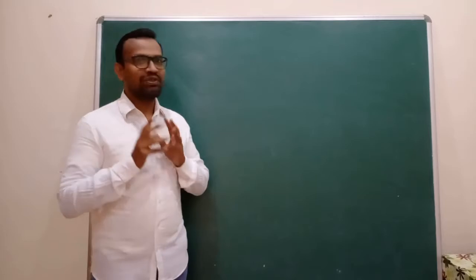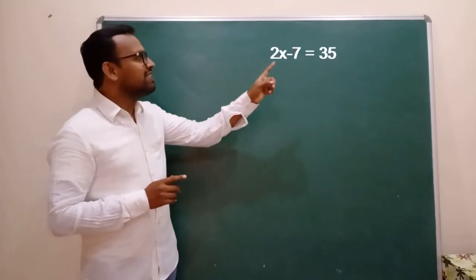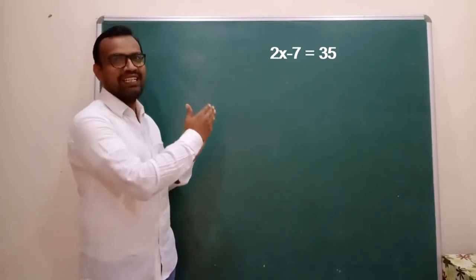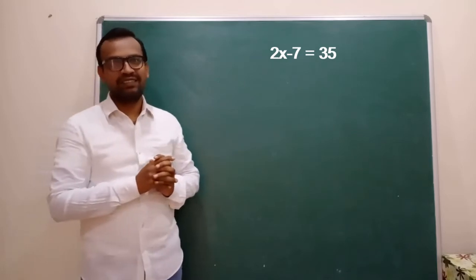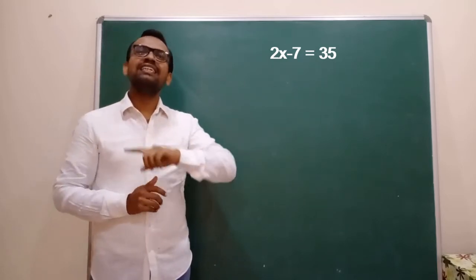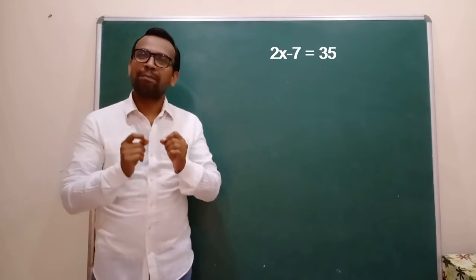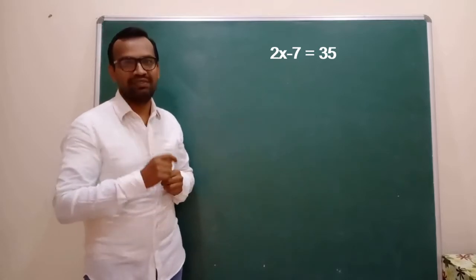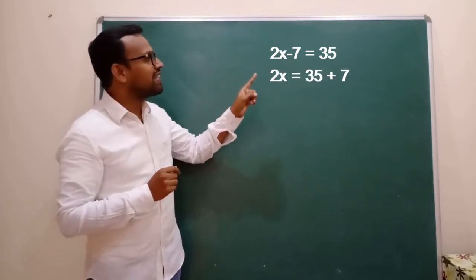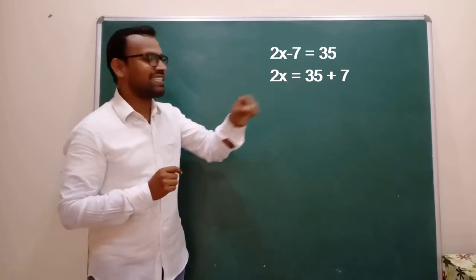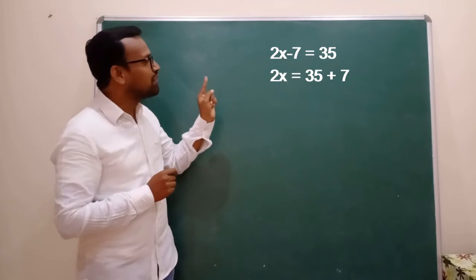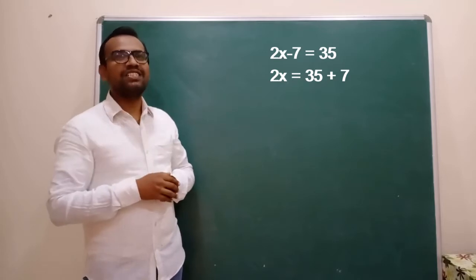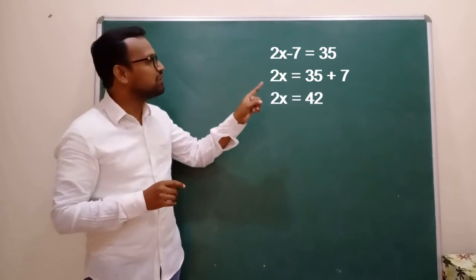Let us solve. So the equation is 2x minus 7 is equal to 35. Now this minus 7, let us transpose to the other side. If a minus quantity is transposed to the other side, it becomes a plus quantity. So minus 7, when it is transposed to the other side, becomes plus 7. So the equation is 2x is equal to 35 plus 7. And 35 plus 7 is how much? Yes, it is 42. So 2x is equal to 42.